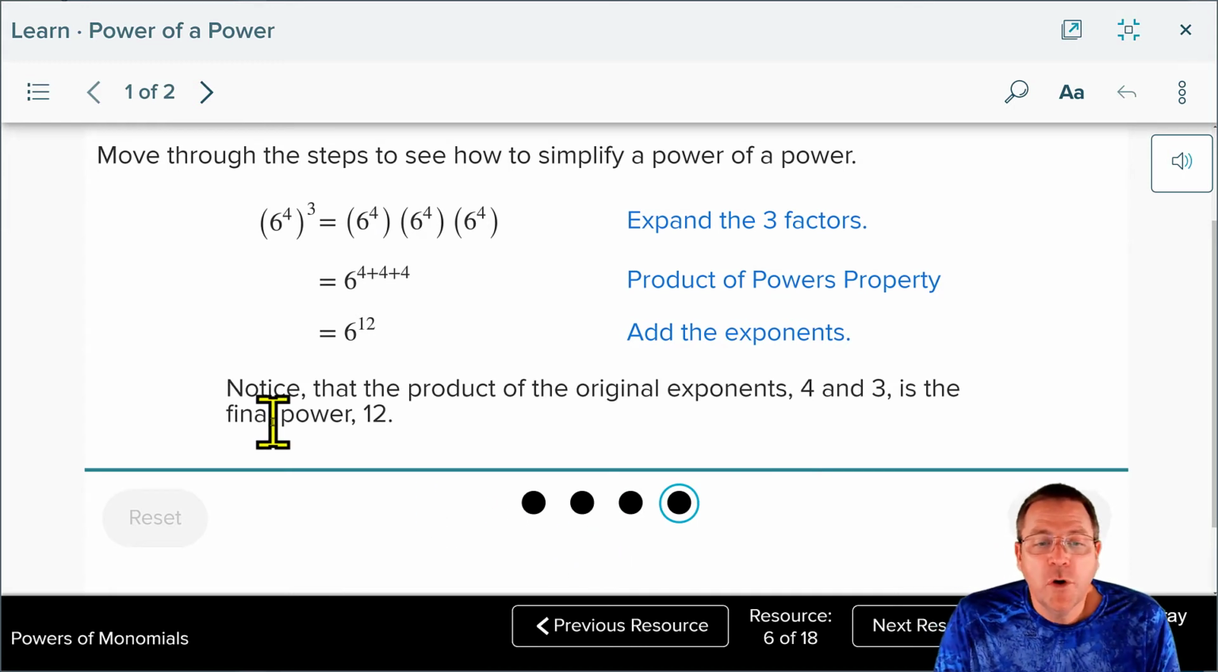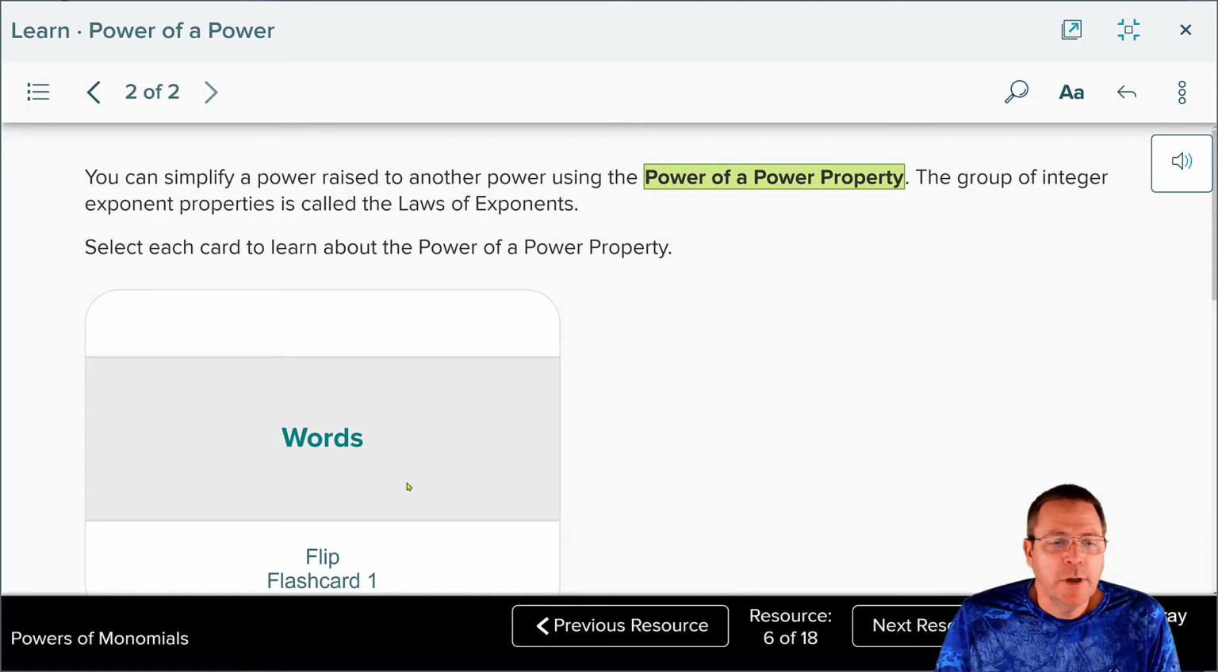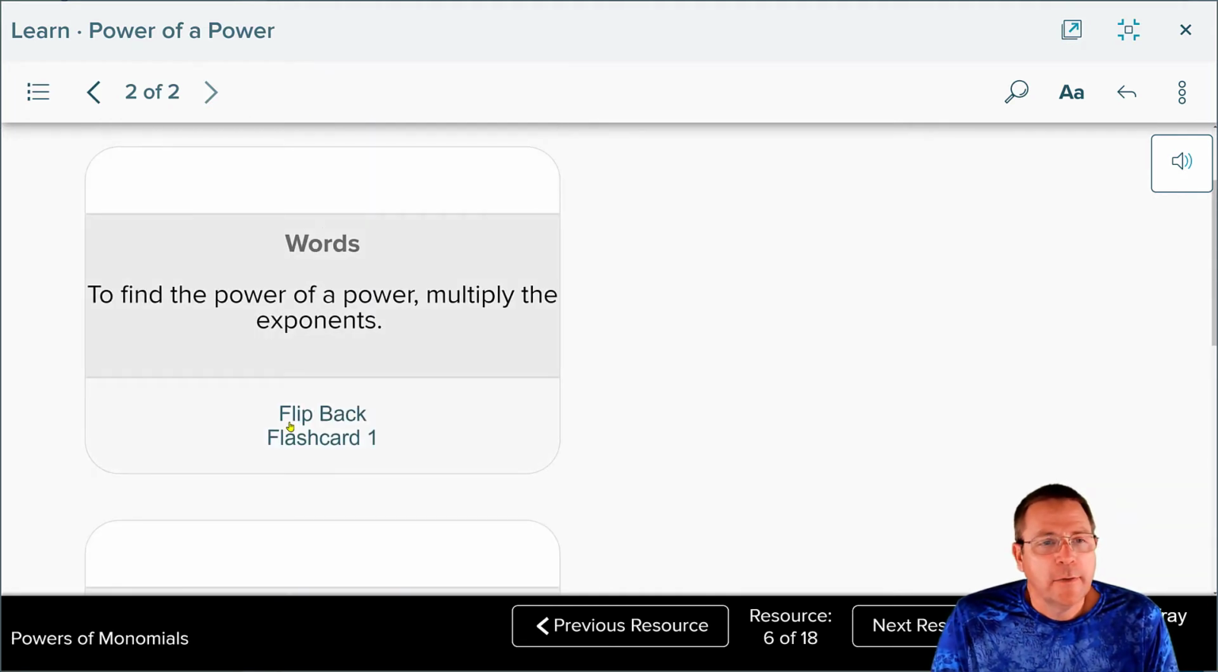And it says, if you notice, the product of the original exponents 4 and 3 is going to be your final power. And that lays the foundation for what's next to come. And so we have the power of a power property, and I've highlighted the term in green, but the actual definition is going to be down here in our flip charts. The definition would be: to find the power of a power, multiply the exponents. That's what you're going to find on your vocab quiz.